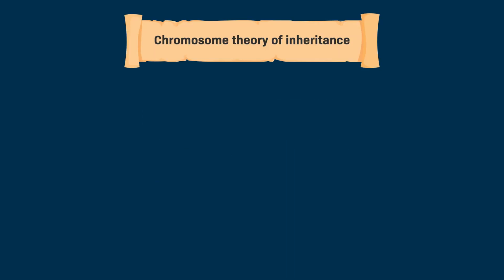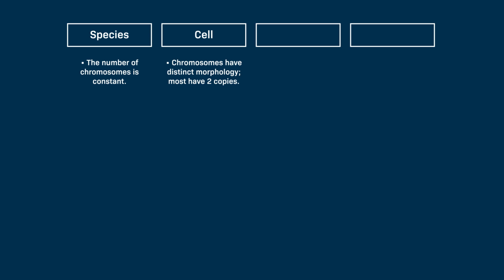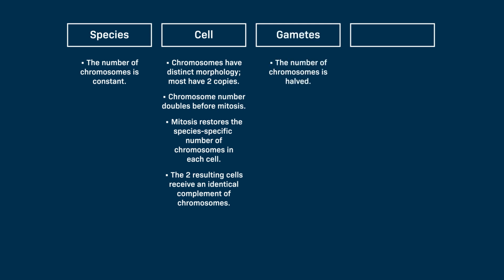So let's begin with the chromosome theory of inheritance that was established by Sutton and Theodore Boveri. A few fundamental points form the basis of this theory. In a given species, the number of chromosomes is constant. In a cell, chromosomes have distinct morphology, and most chromosomes have two copies, called a pair of homologous chromosomes. The number of chromosomes doubles prior to mitosis, and mitosis restores the species-specific number of chromosomes in each resulting cell. The two resulting cells receive an identical complement of chromosomes. In gametes, the number of chromosomes is halved.